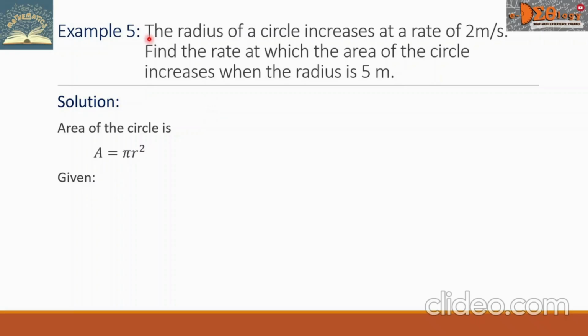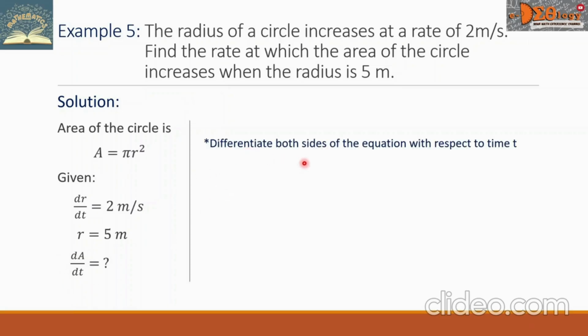First, in the first statement, the radius of a circle increases at a given rate. So that means it is the dr over dt equals the 2 meters per second. Another given is the radius, that is 5 meters. In our problem, we need the rate at which the area of the circle increases. That means let us find the dA over dt. Next step, let us differentiate both sides of the equation with respect to time t. So this is our formula.